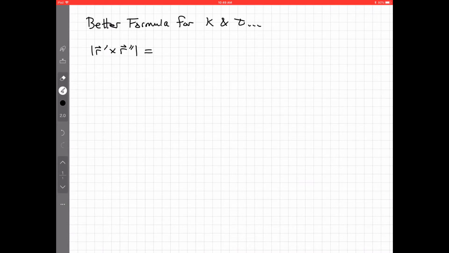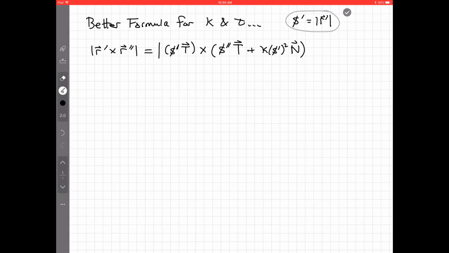We have r prime. It's the same thing as s prime times t, right? Because s prime is nothing more than the length of r prime, and so this is just decomposing r prime into its magnitude and direction. Next, r double prime is s double prime t plus kappa s prime squared n. This is the acceleration, so we can rewrite it as its tangential and normal components. Okay, keeping in mind that s prime is the same thing as the length of r prime. We use that formula a lot.